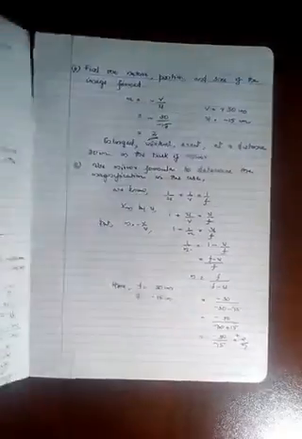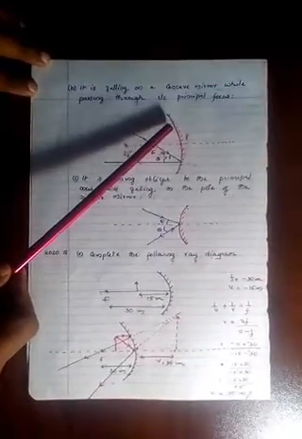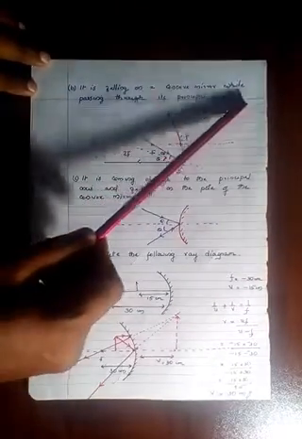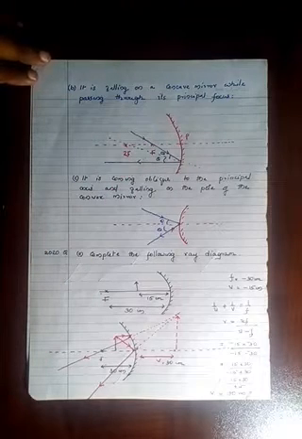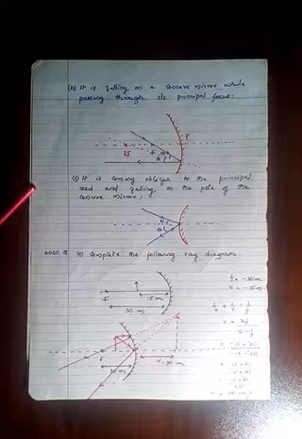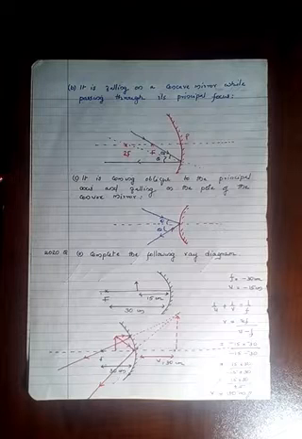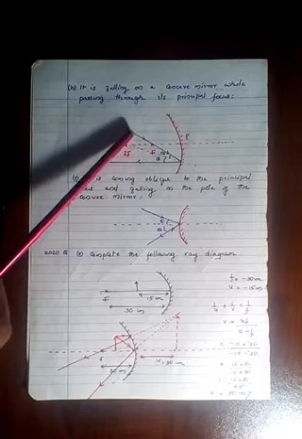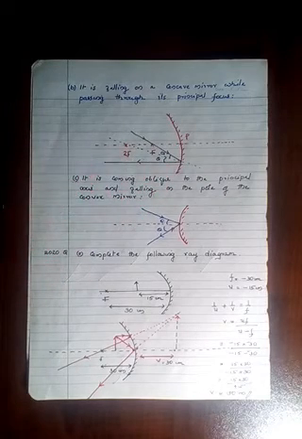Look at the second part. It is falling on a concave mirror while passing through its principal focus. So we know the simple concept: when a ray is coming parallel to the principal axis, after reflection, it must pass through the focus. But here, the rays are coming from the focus. After reflection, it must move parallel.